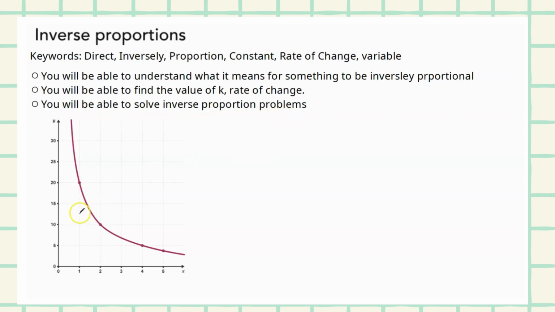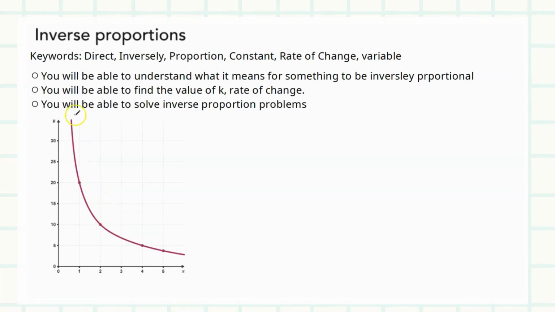Now let us look at this graph. This graph is said to be inversely proportional. Now there are some key features that you need to understand. One, it must be in the first quadrant. And two, it never touches the x-axis. And three, when one quantity is decreasing, the other one is increasing. So if you notice here, as x is decreasing, the y value is increasing.